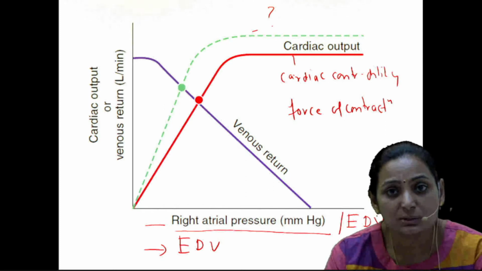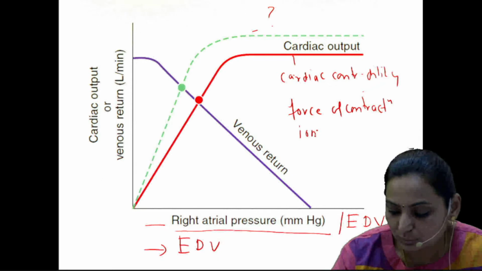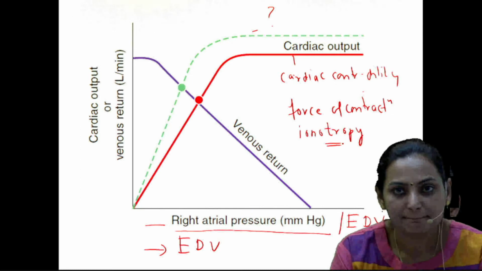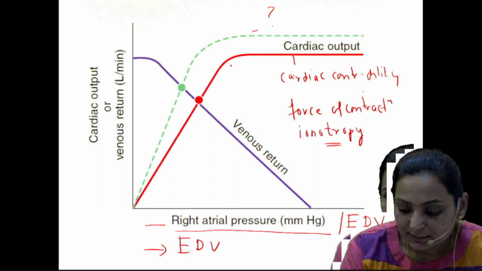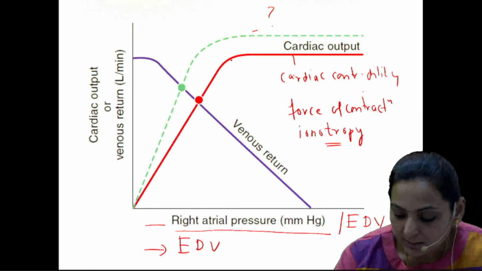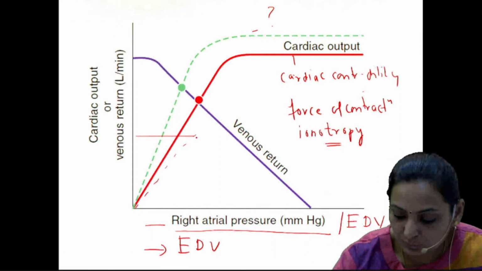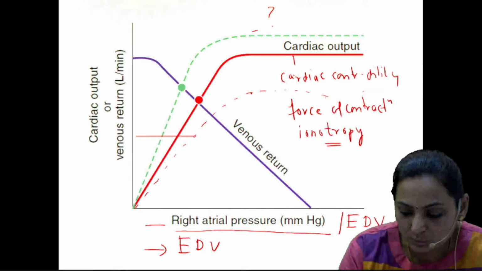And what is the cause of force of contraction? Cardiac contractility, which is also called inotropy. So if the force of contraction is increased and the cardiac output is increased, it is called positive inotropy. The graph will be shifted up. And suppose there is decrease in the force of contraction and the cardiac output is decreased. So where will this graph go? This graph will go down.